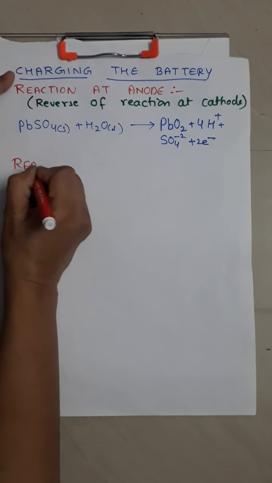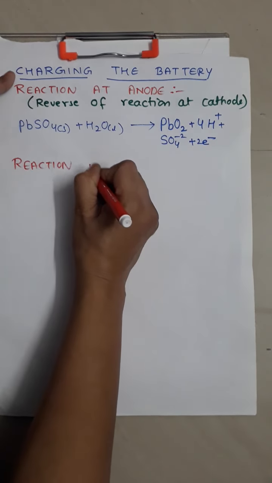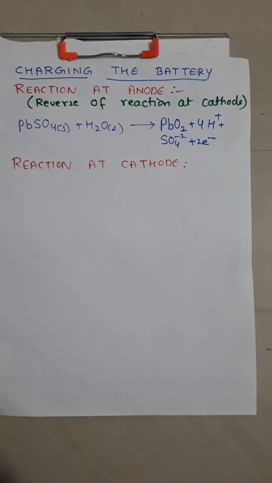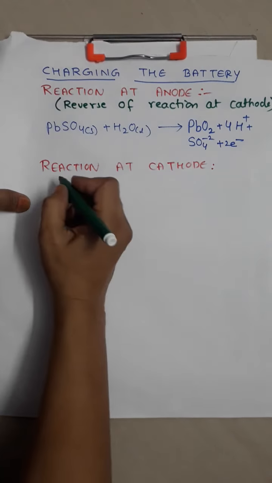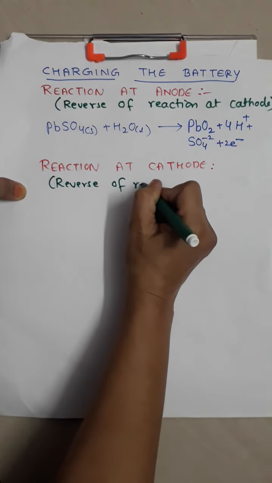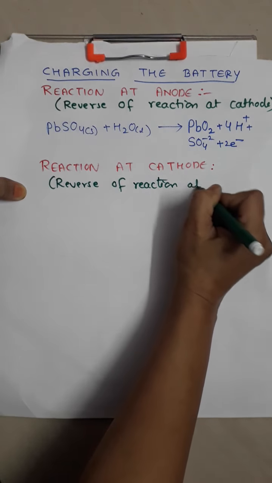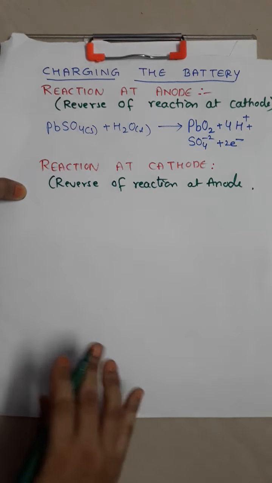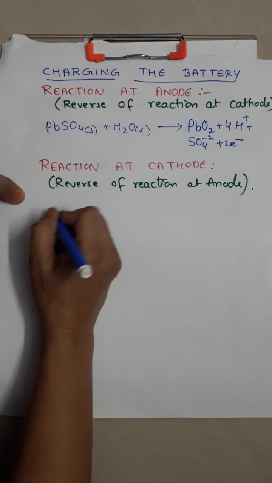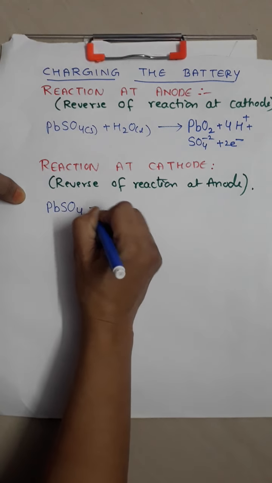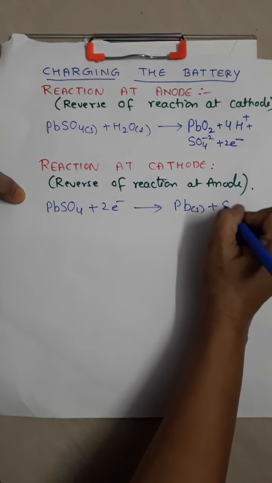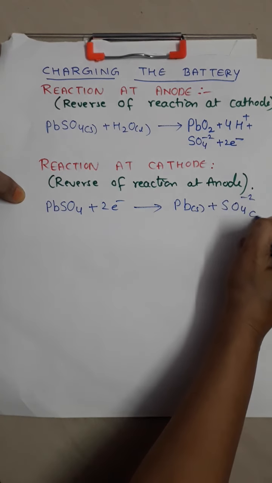Now what is the reaction which is occurring at the cathode? Now we have to remember that the reaction occurring at the cathode would be the reverse of the reaction at the anode. Whatever was the reaction at the anode, we are going to reverse it. So in case of the anode, it is PbSO4 plus 2e minus forming Pb solid plus SO4 minus 2.